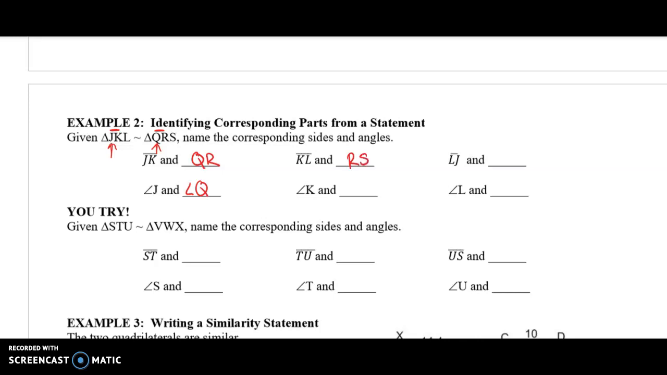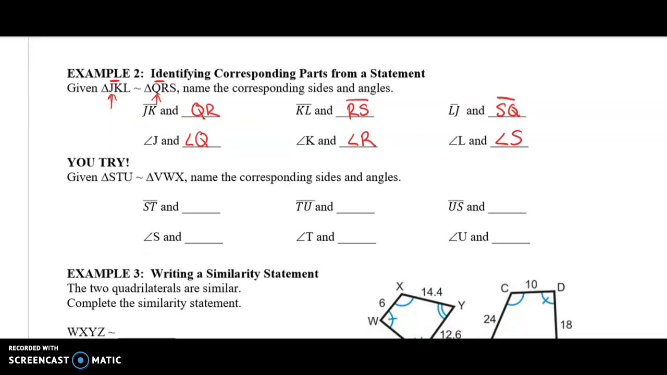KL would be the same as RS. Angle K is that middle letter, so that's the same as angle R. LJ would be the same as SQ. And again, if you have like QS, that's the same. Angle L is in that last position, so that would be the same as angle S. So again, you're going to try the U-try, pause the video, and then play it again to check your answers.